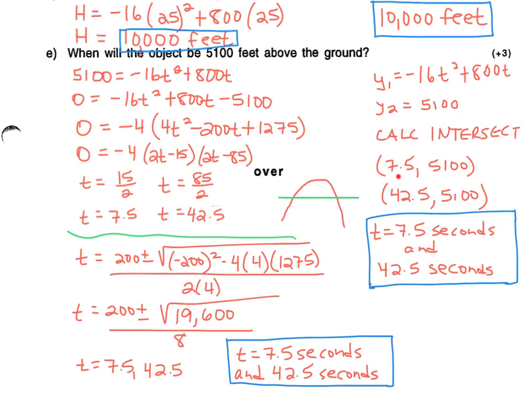if we do calc intersect on this intersection point right here, we'll get 7.5, 5,100. If we do calc intersect again on this intersection point over here, we'll get 42.5, 5,100. And then if we interpret our final answer, we will get the same as we did algebraically. So that time would be at 7.5 seconds and 42.5 seconds when that height of 5,100 feet above the ground would be reached.